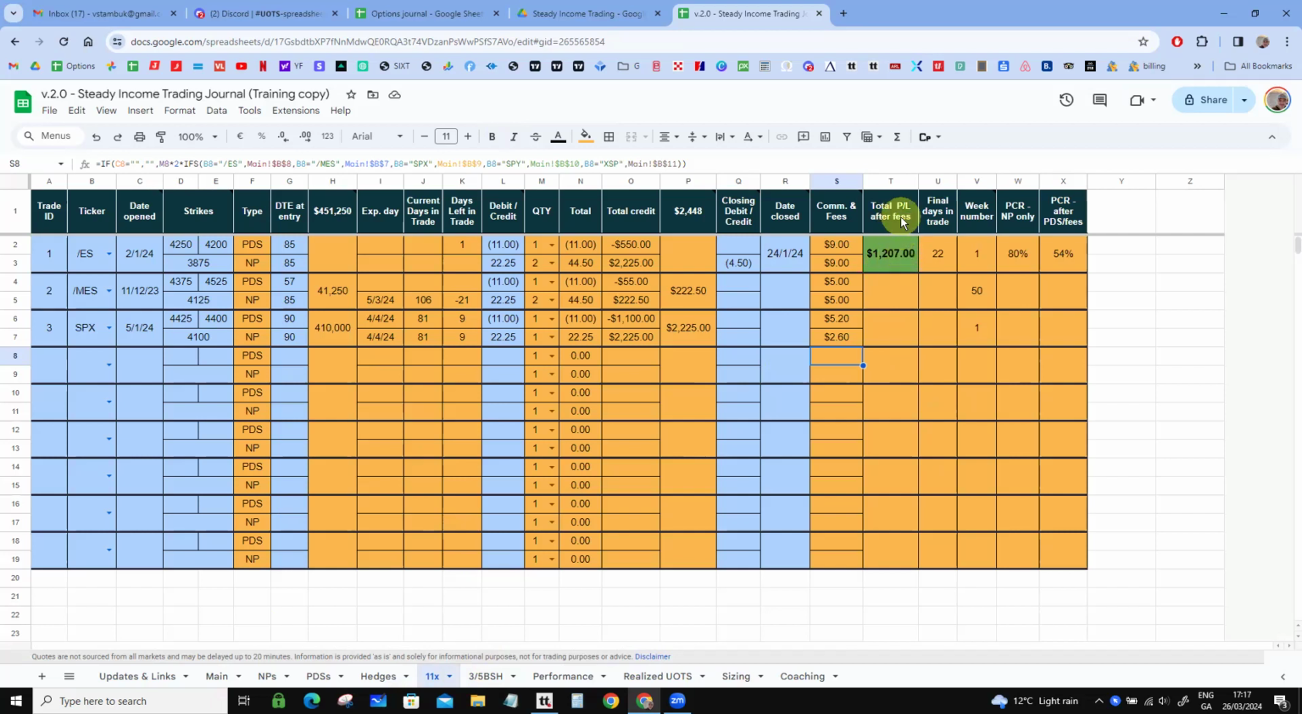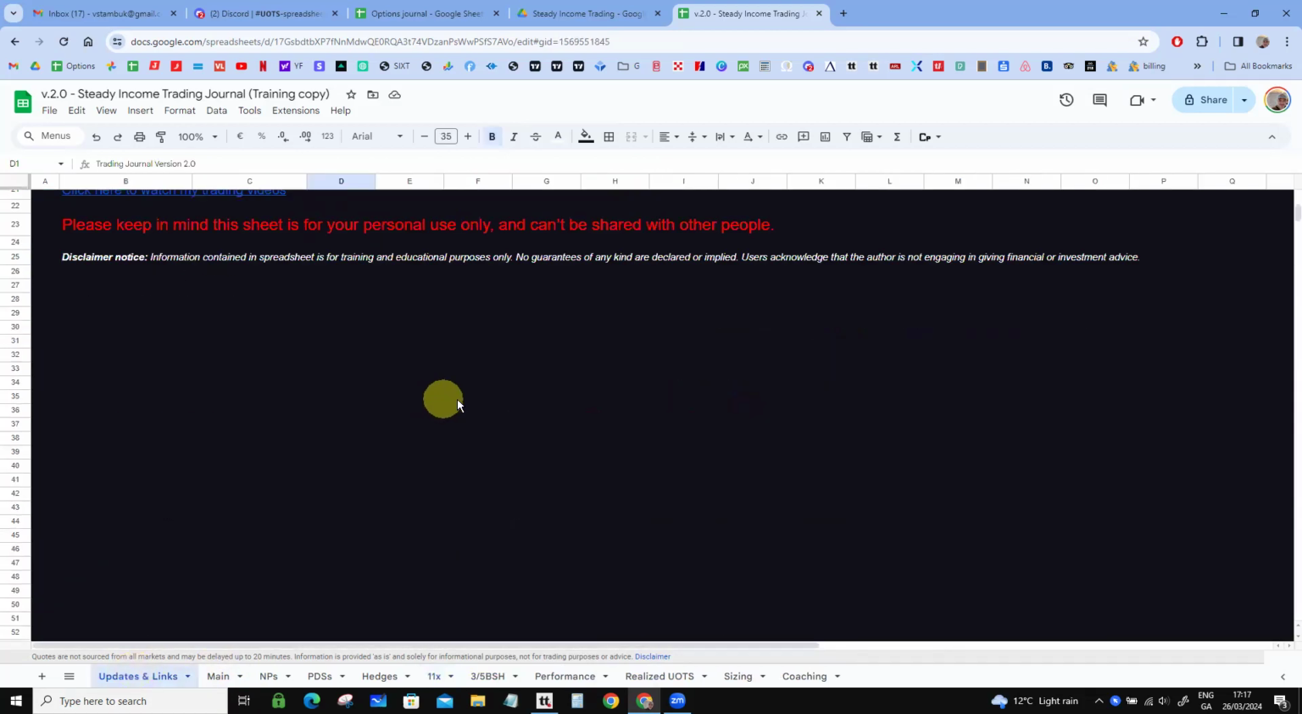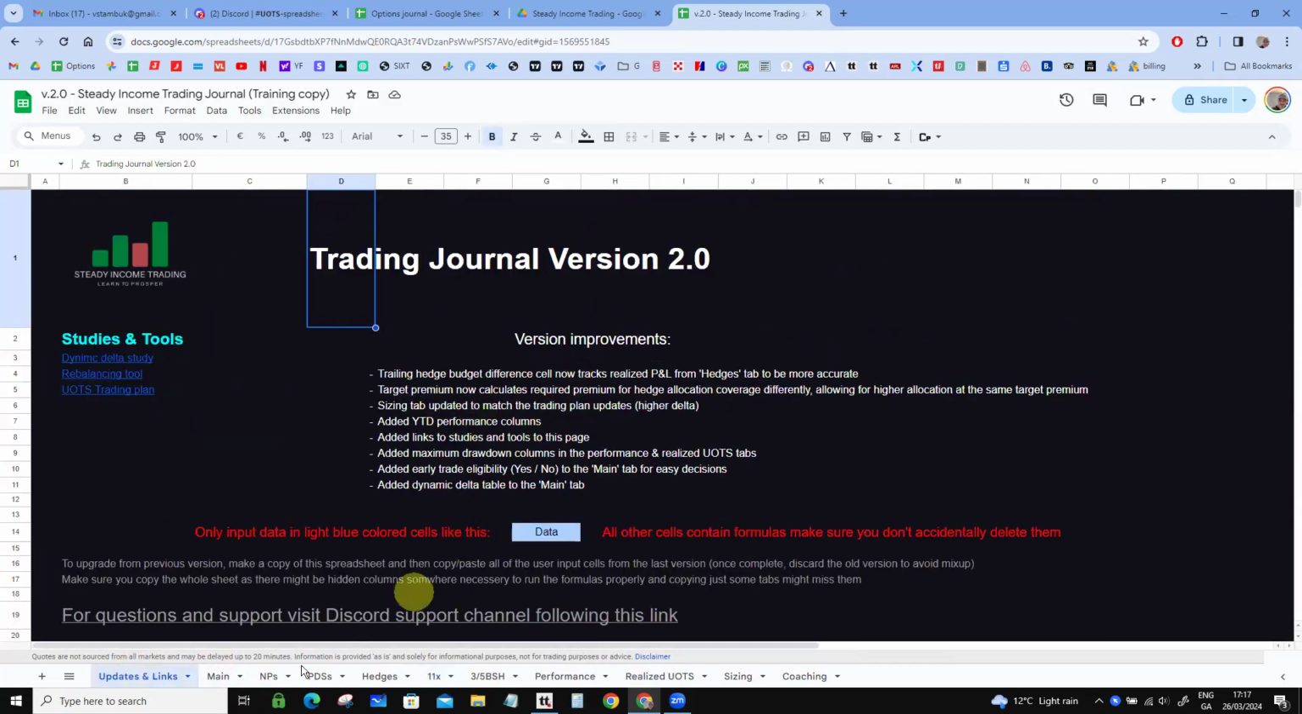Always when you have total profit and loss, you will have either red or green. Green for profitable trades and red for losses. But let's go back to here. So yeah, this is the updates and links, and then we go to the main page.